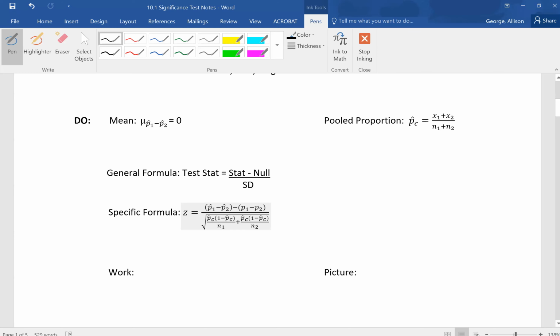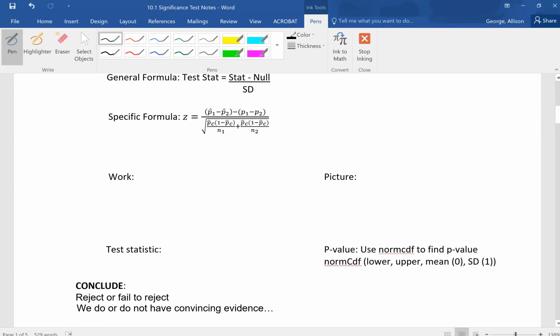Still show your work. You're still going to draw a normal distribution and shade. Then we have to find our test statistic. Once we have our test statistic, then we can use norm CDF to find our p-value, which is still the exact same as it was before. Norm CDF: lower, upper, mean, standard deviation. So we're going to use all of those. And then the last step, we're going to reject or fail to reject, whether we do or do not have convincing evidence. Okay, so that's mostly the same steps as before. The formulas look a little more complicated. Like I said, for this one right here and for our P hat C, I'm going to show you how to do that in the calculator after the first example, so just bear with me on that.